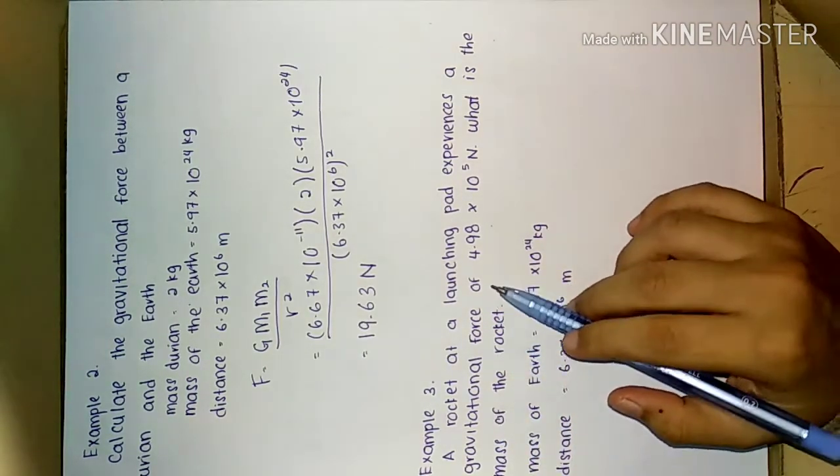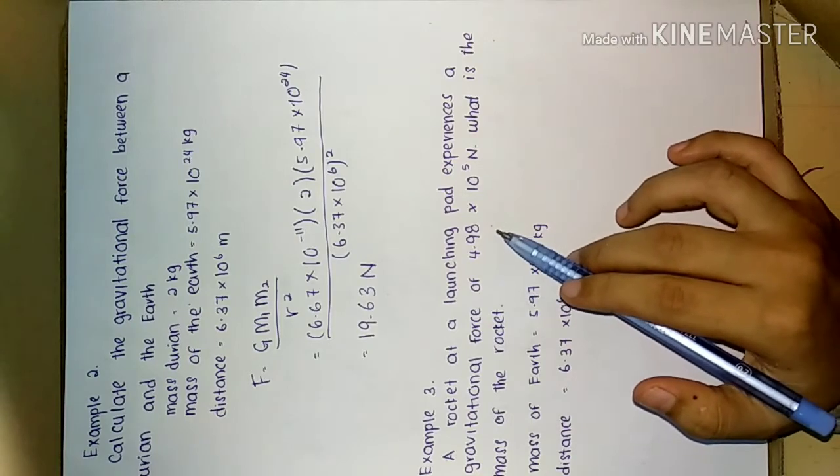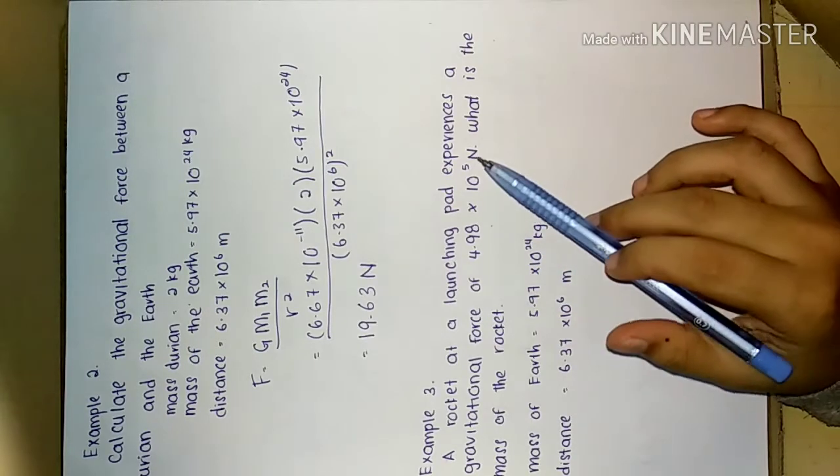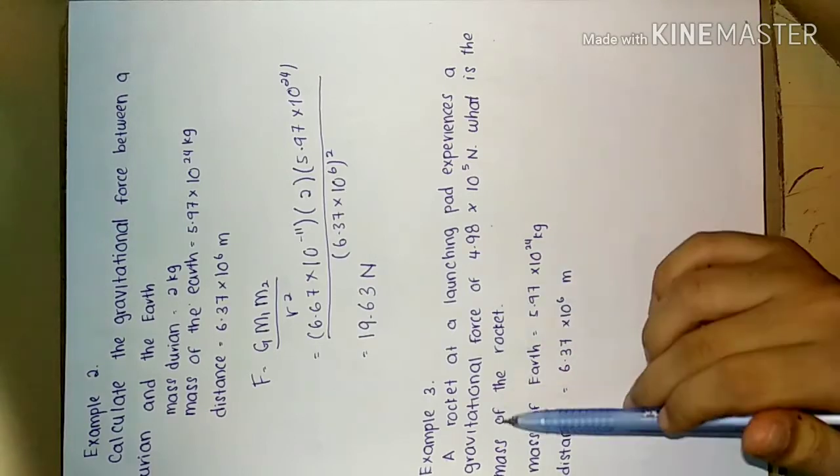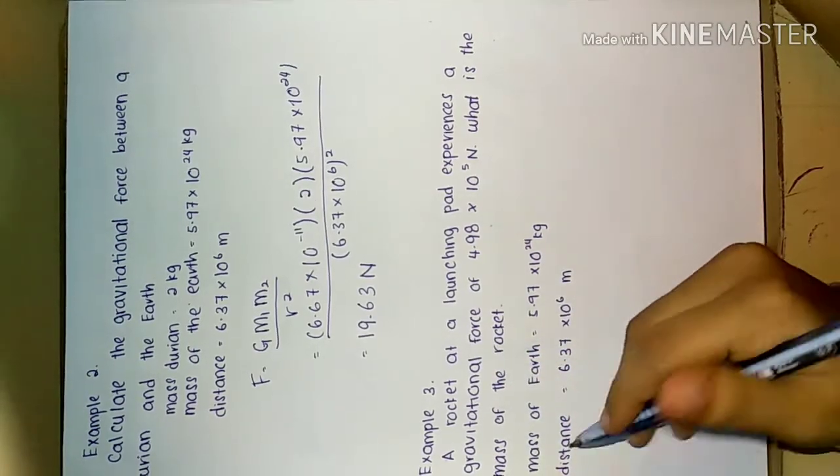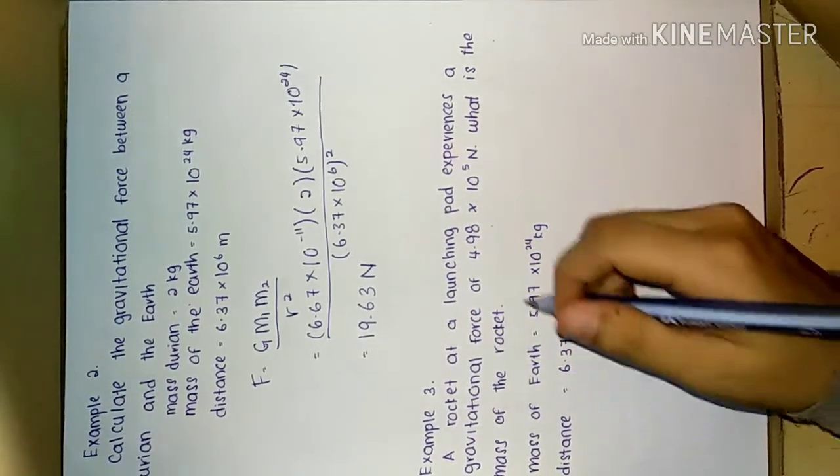Okay, so let's move to the next example, which is a rocket at a launching pad experienced a gravitational force of 4.98 multiplied by 10 to the power of 5 Newton. What is the mass of the rocket? So it's asking the mass of the rocket.